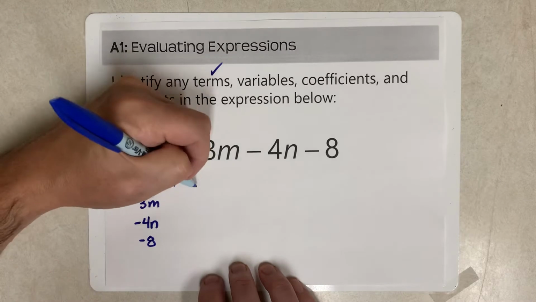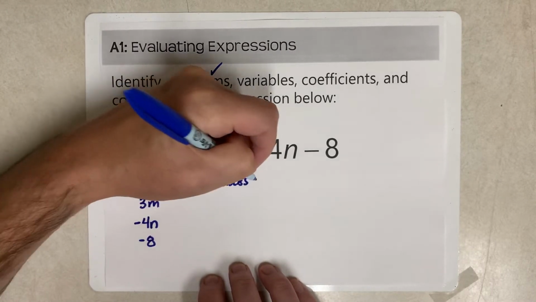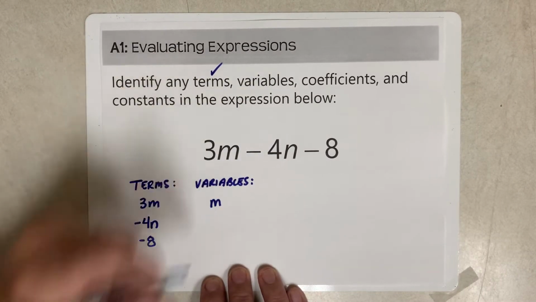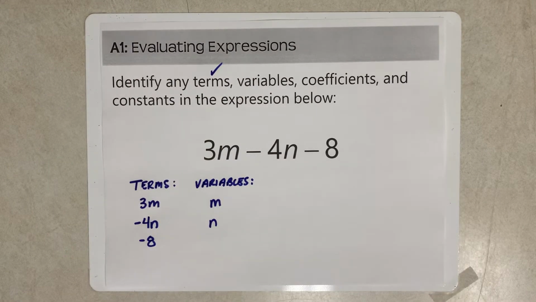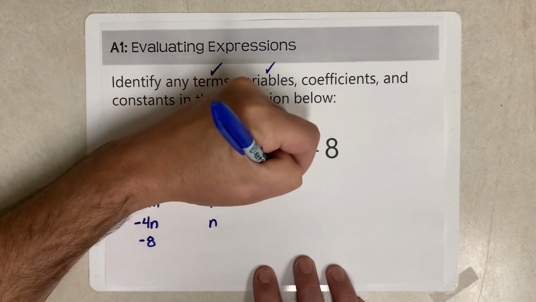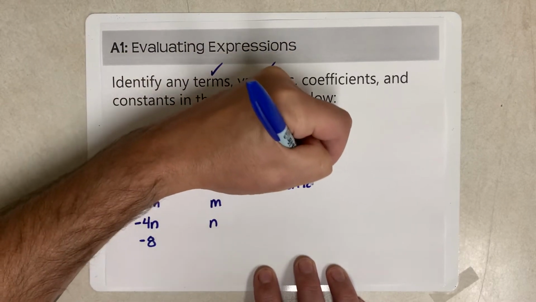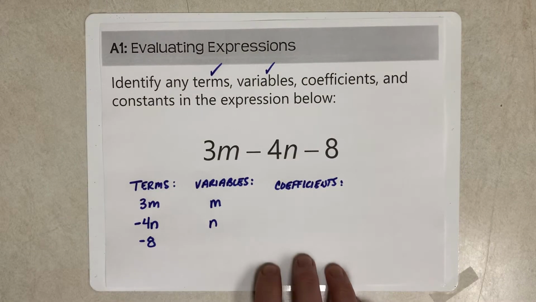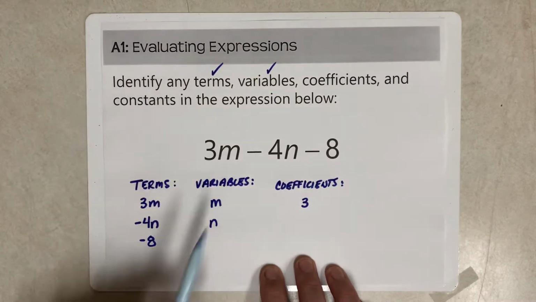What about variables? So that would be the m right there is a variable, and the n right there would be a variable. So we have 2 variables in this one, okay? Let's talk about our coefficients. So our coefficients are going to be the numbers, factors in front of the variables. So that would be 3. And here we have negative 4.